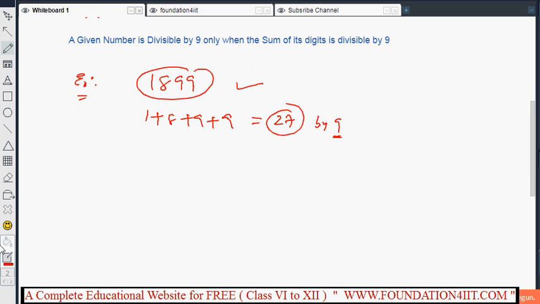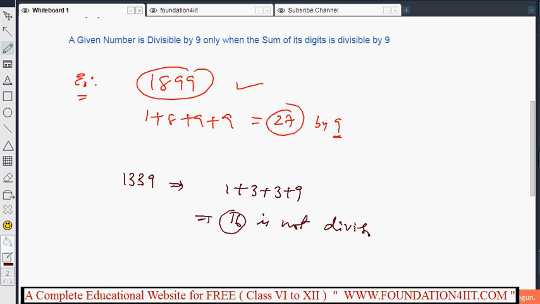Okay, test with one more number: 1339. Now if you add these digits, 1 plus 3 plus 3 plus 9: 1 plus 3 is 4, 4 plus 3 is 7, 7 plus 9 is 16. But 16 is not divisible by 9. So 1339 also is not divisible by 9. We need to add the digits of the number, and if that sum is divisible by 9, then the given number is also divisible by 9.